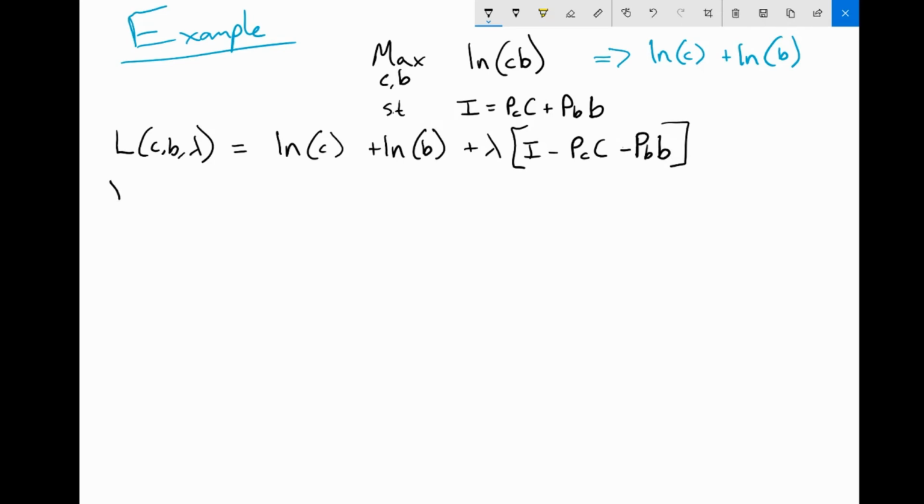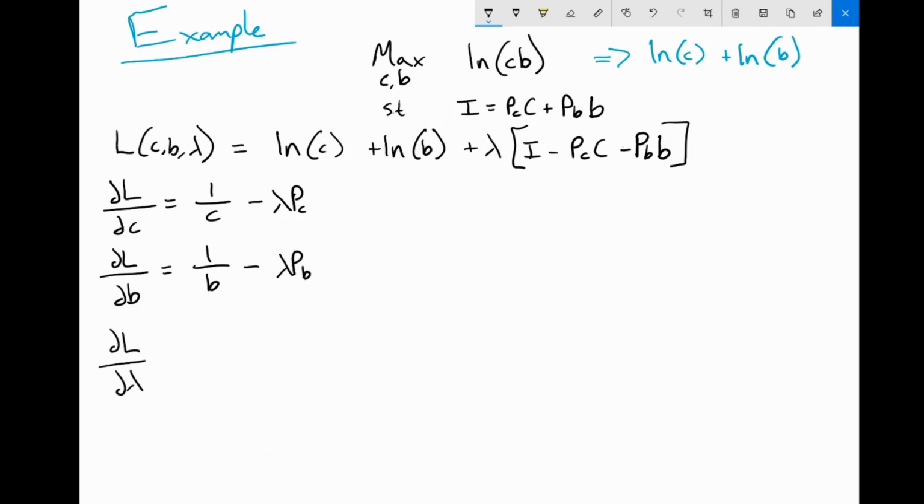Step one, we've got to find the derivatives with respect to C, so that'll be 1 over C, all right, derivative of this minus lambda PC. Derivative of L with respect to B, 1 over B minus lambda PB. All right, derivative with respect to lambda. That's just going to give us our budget constraint again.